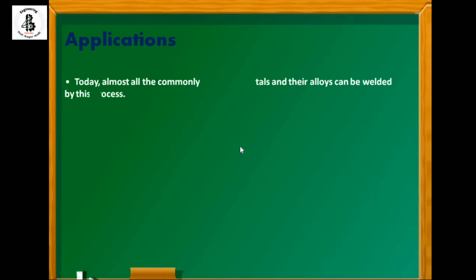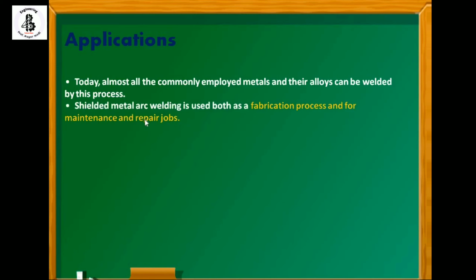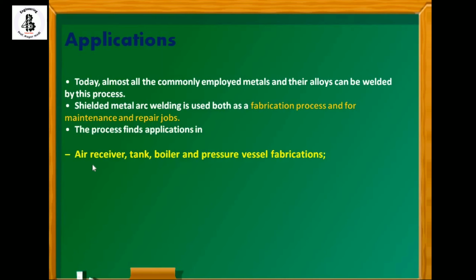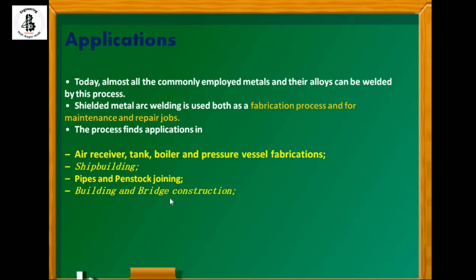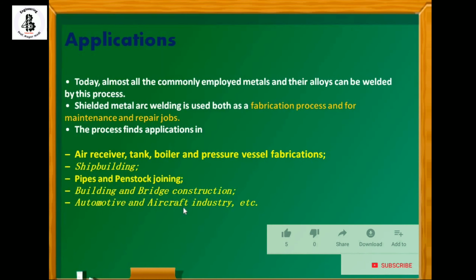Now, applications. Today almost all the commonly employed metals and their alloys can be welded by this process. Shielded metal arc welding is used both for fabrication as well as for maintenance and repair jobs. The process finds applications in air receivers, tanks, boilers, pressure vessel fabrication, shipbuilding industry, pipes and penstock joining, building and bridge construction, automotive and aircraft industry, and many more applications.